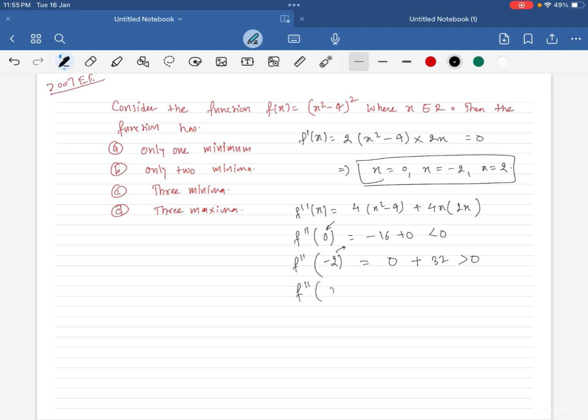F double dash 2, that is 0 plus 4, 32, right? So that is also greater than 0, so this is also point of minima. So we have 2 points where we will get the minimum, only two minima.